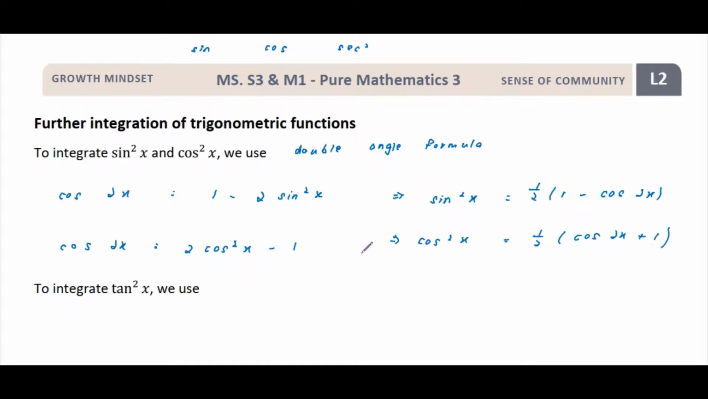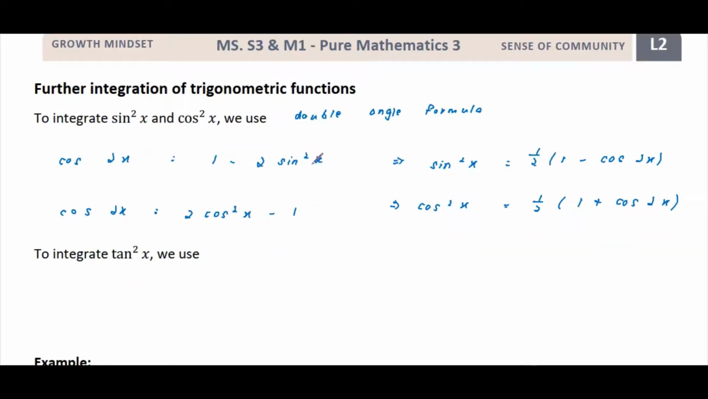But of course, if you want to make it easier to remember, you can remember it this way: if it's sine square x, then 1 over 2, 1 minus cos 2x, and cos square x will equal 1 over 2, 1 plus cos 2x. You might not need to memorize it, because you can always derive it from the double angle formula that you have in your formula sheet.